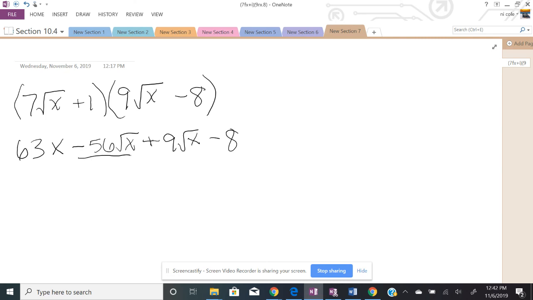My like terms are negative 56 and 9. So I have 63x minus 47 square roots of x minus 8. Sometimes these numbers, like this would be a 63 minus an 8, and then you would combine those like terms. But unless everything's the same, just make sure you check and go slowly. So your rules of FOILing, factoring, and multiplying all stay the same. You're just using radicals now.